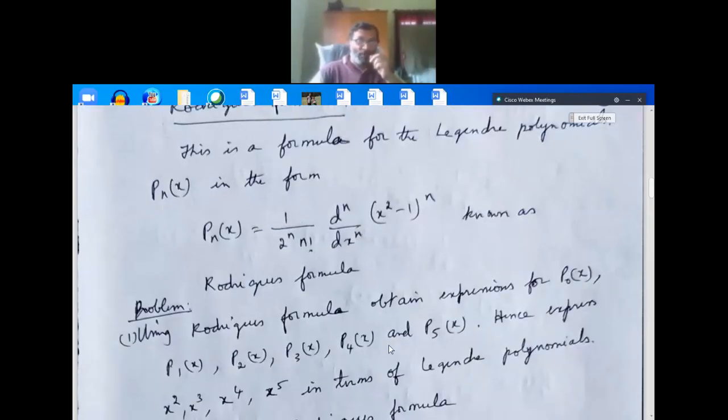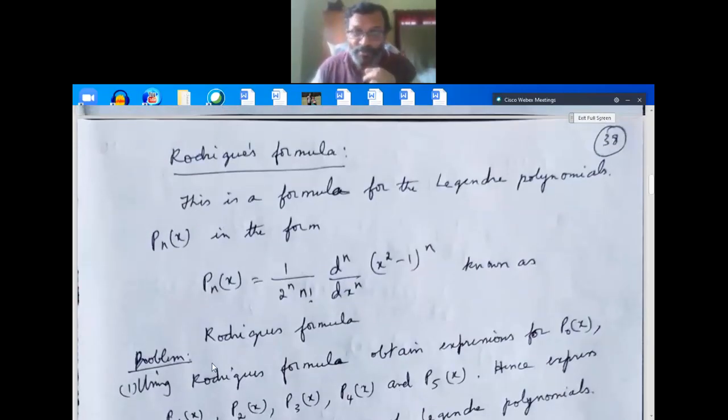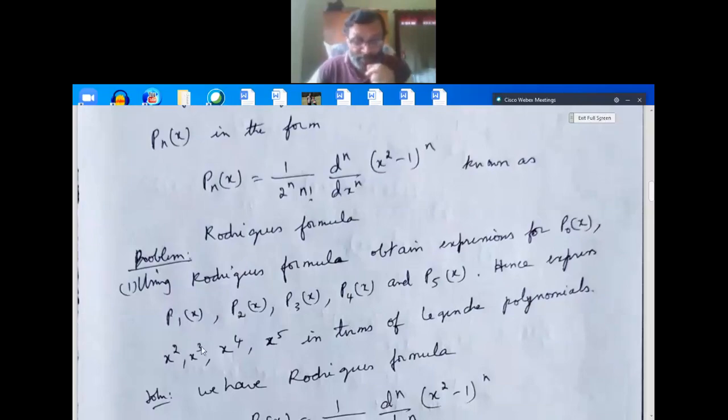Now, using Rodrigues formula, obtain the expressions for P0 of x, P1 of x, P2 of x, P3 of x, P4 of x, and P5 of x. Hence, express x squared, x cubed, x power 4, x power 5 in terms of Legendre polynomials. This is the question. Use the Rodrigues formula which I just gave above.